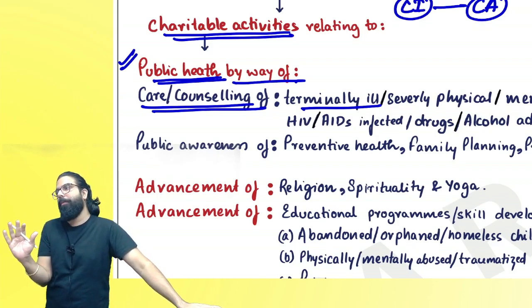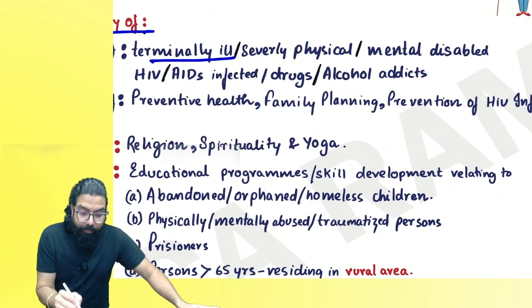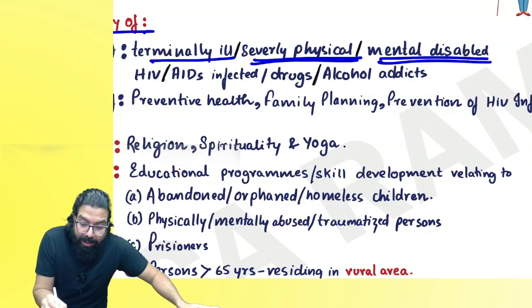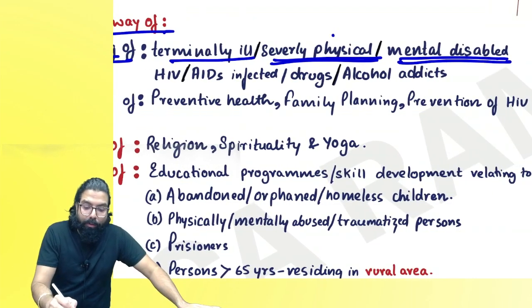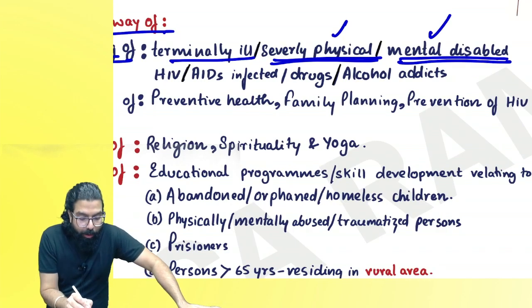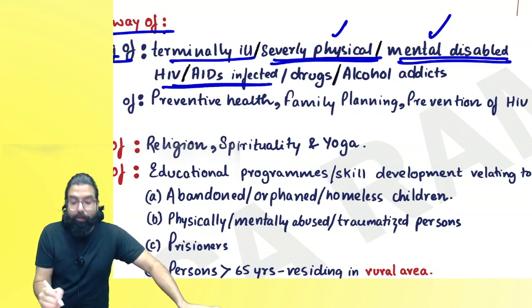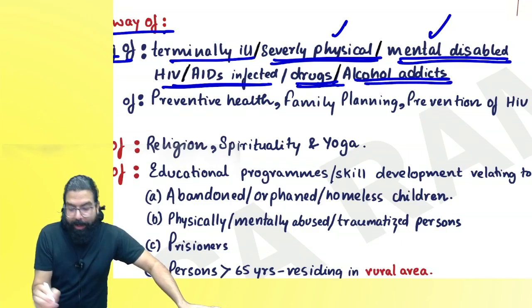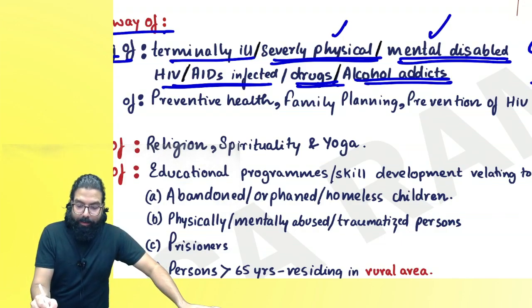Everything told in class is only for understanding purpose. Okay. Severely physically or mentally disabled. You are doing care and counseling of severely physically or mentally disabled persons, or care and counseling of HIV or AIDS infected persons, or care and counseling of drug or alcohol addicts. Sir, your name? You see, this is Kapoor. And this Kapoor is moving.